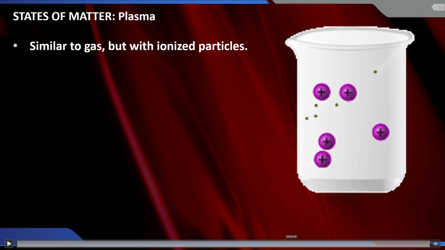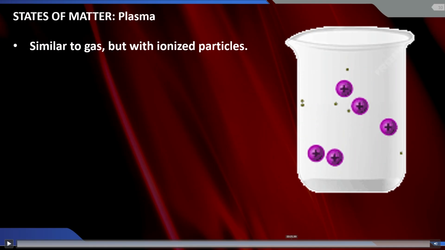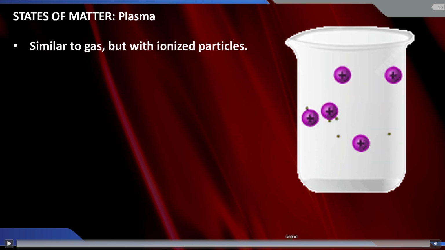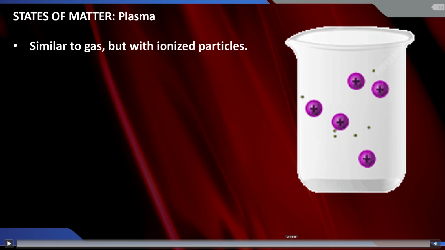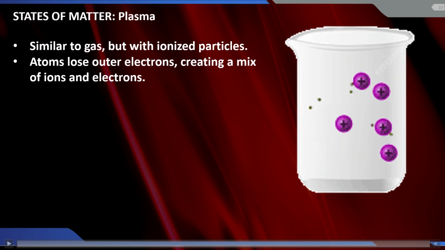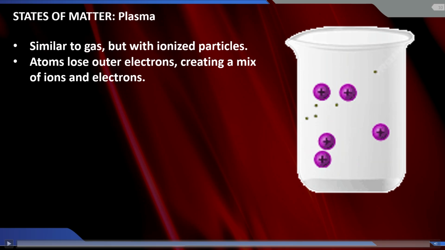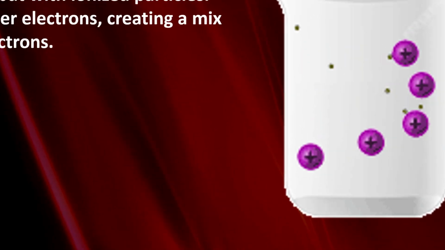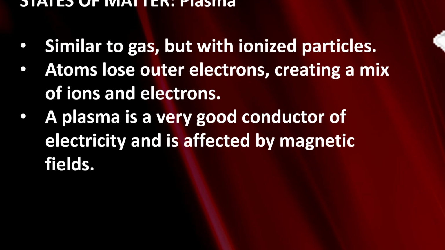Plasma is often considered the fourth state of matter. It is similar to gas, but with an important difference: the particles are ionized. In plasma, atoms have some or all of their outer electrons removed, resulting in a soup of ions and electrons. This ionization allows plasma to conduct electricity and generate magnetic fields.